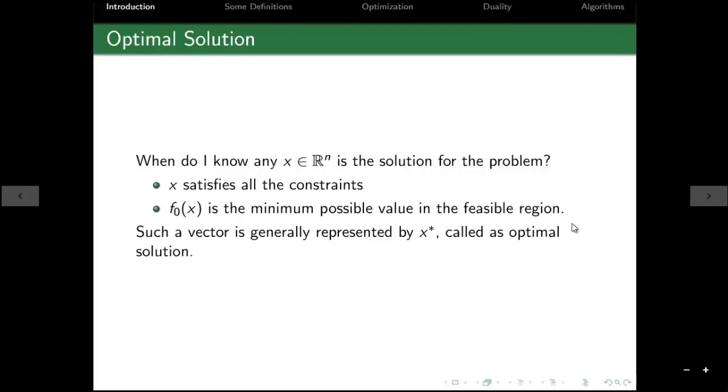x is known as the solution for the problem if it satisfies all the constraints and it minimizes f0 of x. Such a solution is known as the optimal solution and is represented by x star. So throughout this tutorial, whenever you see x star, it represents the optimal solution for the optimization problem.